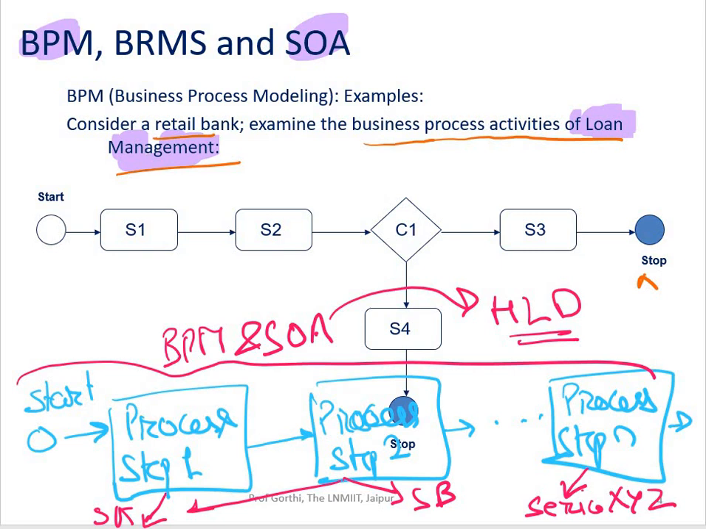So BPM alone would require custom coding for each system integration, whereas along with SOA, it will orchestrate the people and services into a business process.